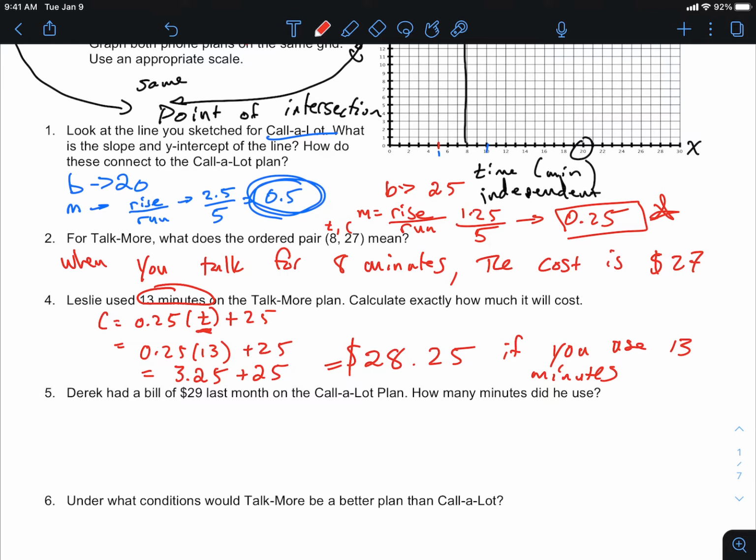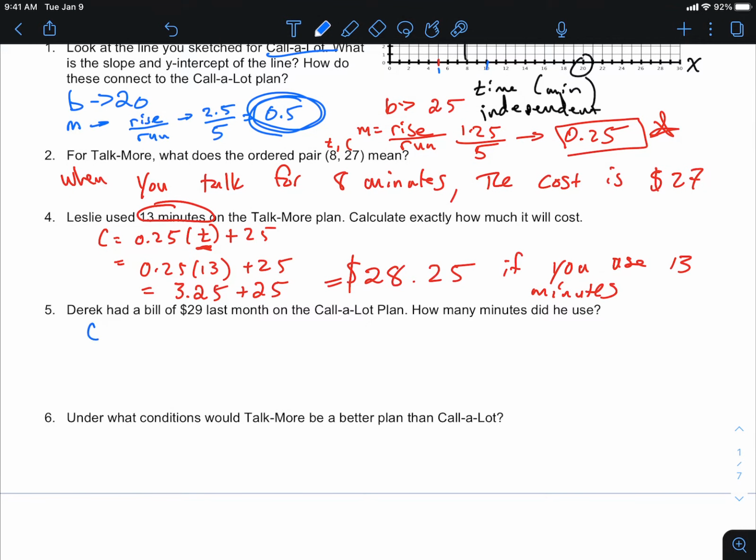Now, Derek had a bill of $29 last month. How many minutes did he use? But we're using the blue plan now because it's Call a Lot. And so again, I write out the equation. I always like just writing the equation out. 0.5 T plus 20. Oh, I'm coughing. I'm just copying. See what I mean? Plus 20.